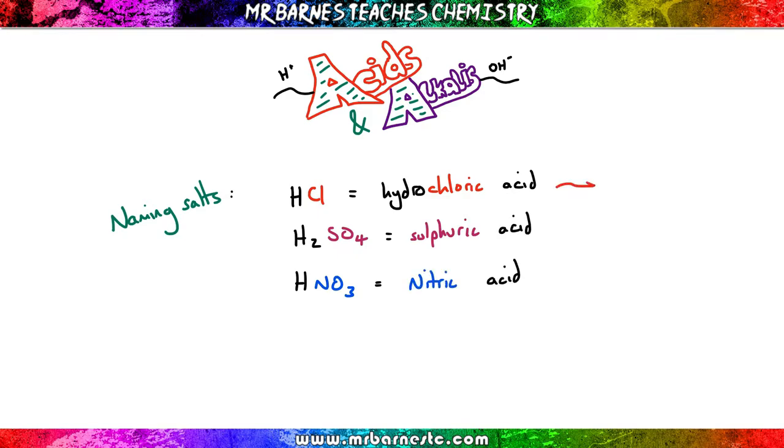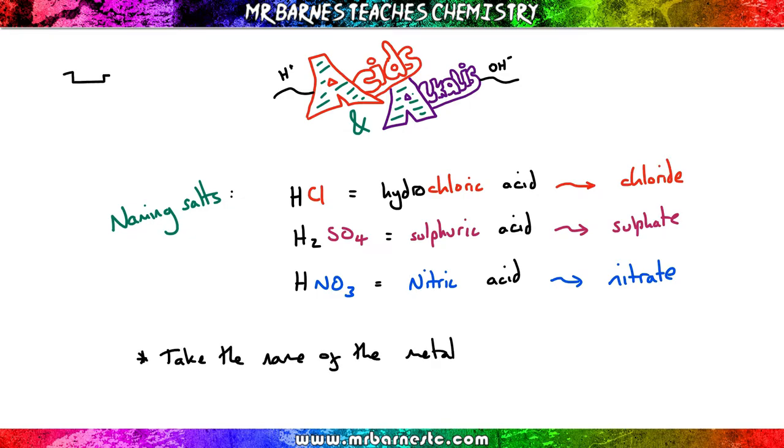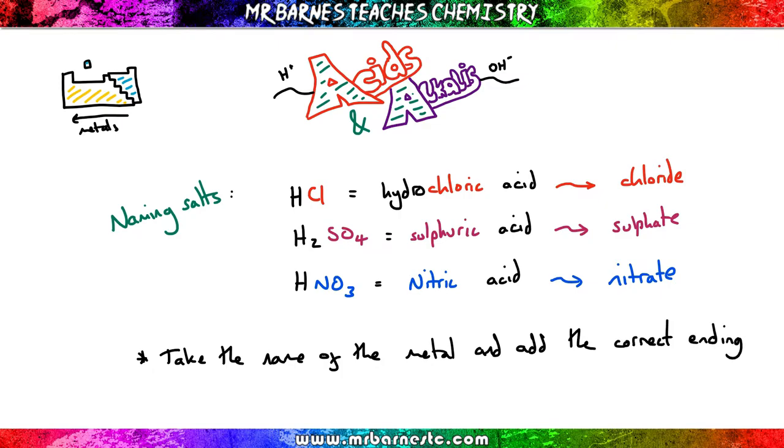You need to remember that if it's hydrochloric acid, you will always get a chloride at the end of your salt. If it's sulfuric acid, you will always get a sulfate at the end of your salt. And if it's nitric acid, you will always get a nitrate. So to name your salt, all you have to do is take the name of the metal, remembering that the metals are on the left-hand side of the periodic table, as you can see in the top left here, and add the correct salt ending, which we just talked about.